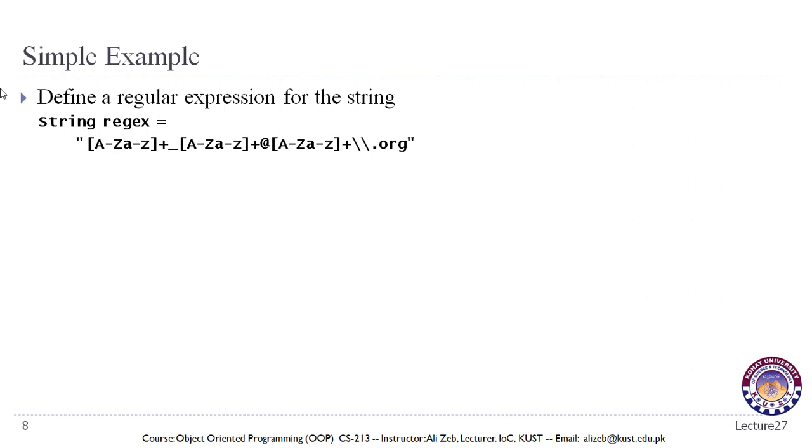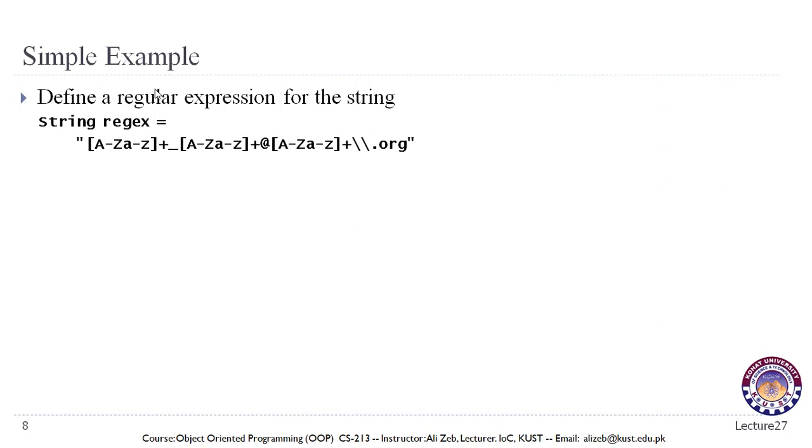The plus symbol indicates that there must be at least one letter at the start of our email address. So we are not allowing email addresses that start with numbers or any symbol other than the English alphabet, A to Z in capital and A to Z in small letters.